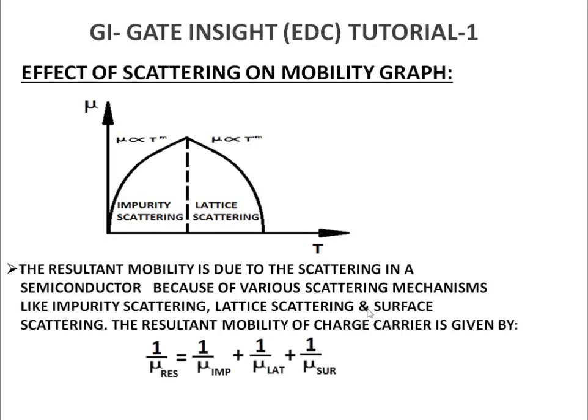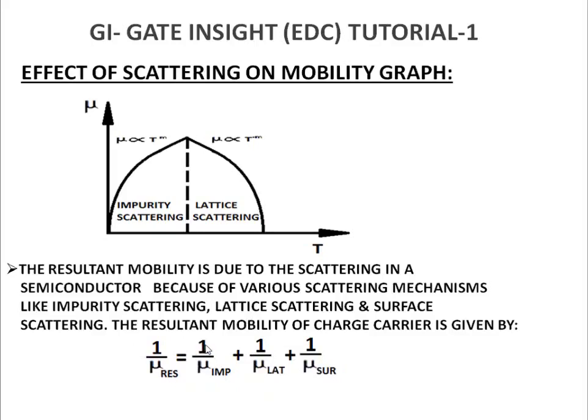Now remember, there is a resultant mobility that you're going to get because of these different scattering mechanisms. There are different mobilities you're going to get. So the resultant mobility is: 1 divided by mu resultant is equal to 1 divided by mu impurity, this mobility is due to the impurity scattering, plus 1 divided by mu lattice, that is due to the lattice scattering, plus 1 divided by mu surface. If surface mobility is given, then use that, and if that is not given, then only use the impurity and lattice mobility, and you get the resultant mobility.